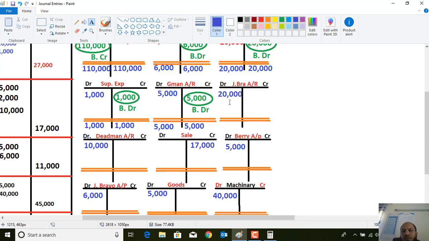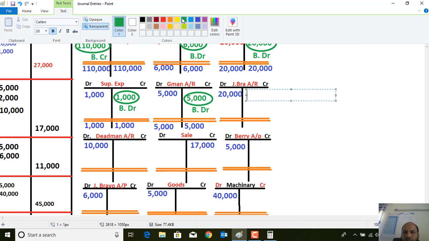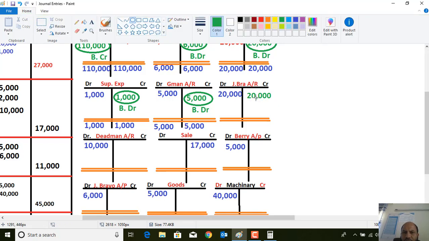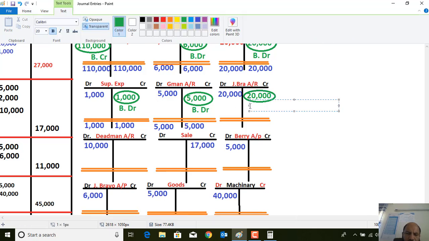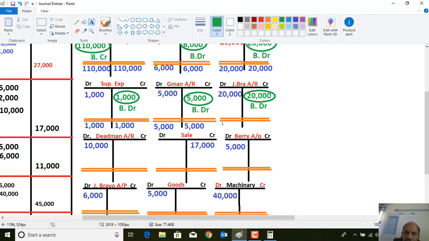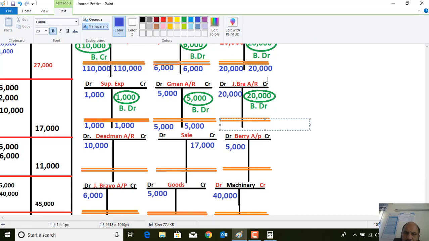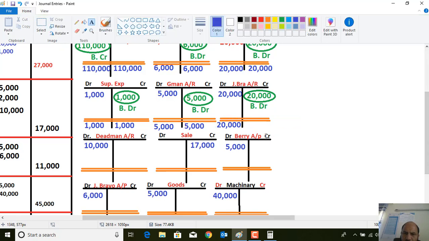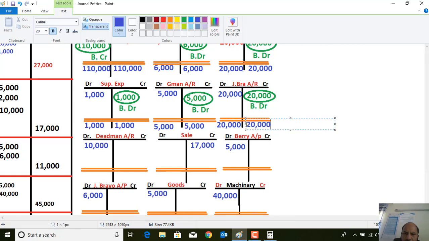See dear students, what we will do now is add the Juni Bravo account receivable ledger. It has 20,000 at the debit side, but zero balance at the credit side. So first of all, we will add 20,000 rupees to the credit side. When we add these 20,000, we will put this in a circle and write down that it is a balance of debit record. So we will add both sides. Now both sides are equal to 20,000 rupees. This is the debit balance, and these 20,000 rupees are the credit balance.